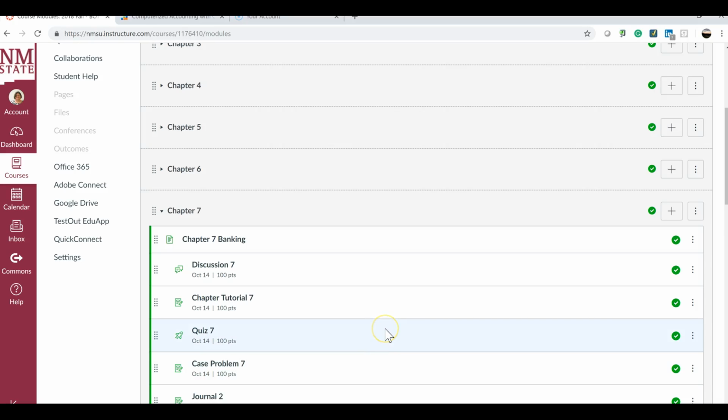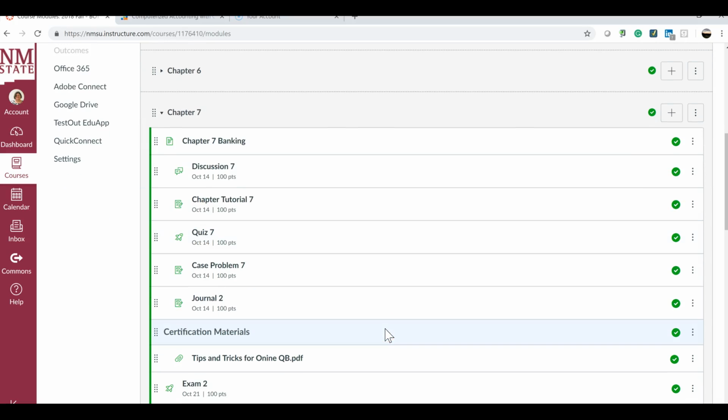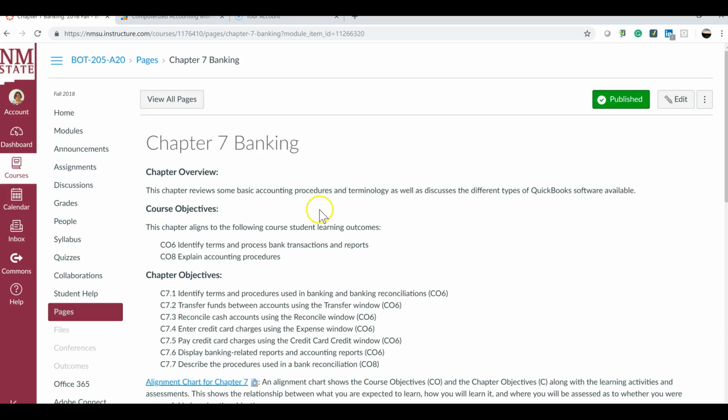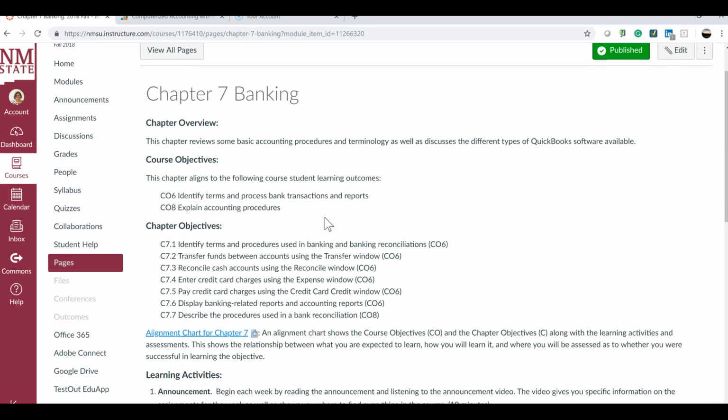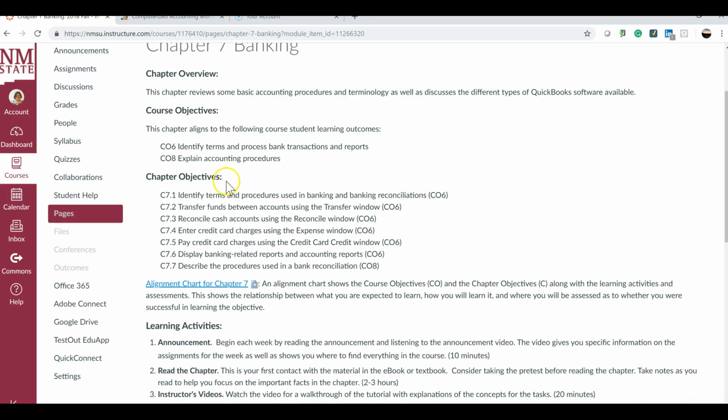This is for the week of October 8th through the 14th. This week you'll be working on banking, which will finish up the second unit, and you'll have an exam next week. Chapter 7 on banking. Be sure you read the overview page, look at the objectives so you have an idea of what you're expected to be able to do at the end of this chapter.